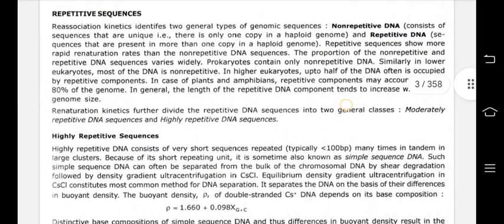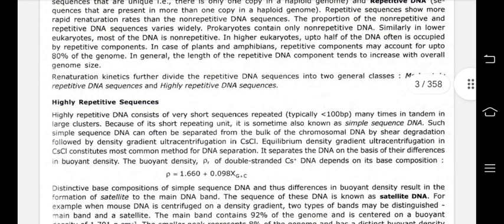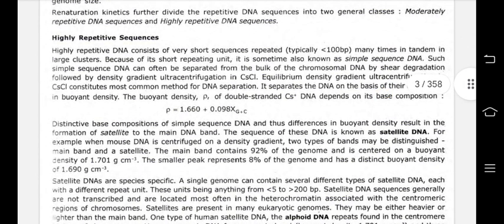Renaturation kinetics further divide the repetitive DNA sequences into two general classes: moderately repetitive DNA sequences and highly repetitive DNA sequences. Highly repetitive DNA sequences consist of very short sequences, typically less than 100 base pairs, repeated many times in tandem in large clusters. Because of its short repeating unit, it is sometimes also known as simple sequence DNA.